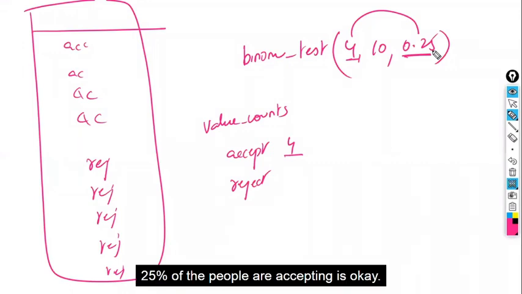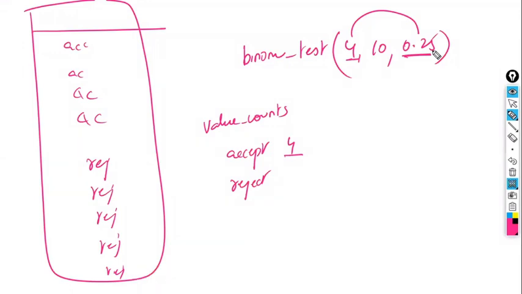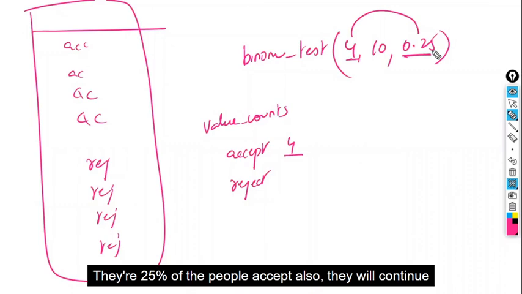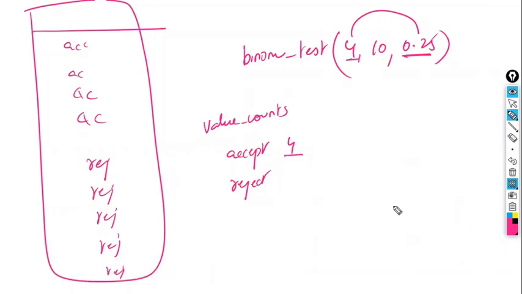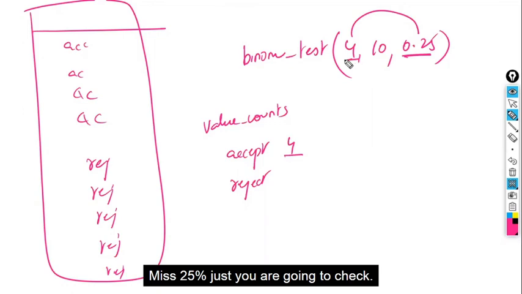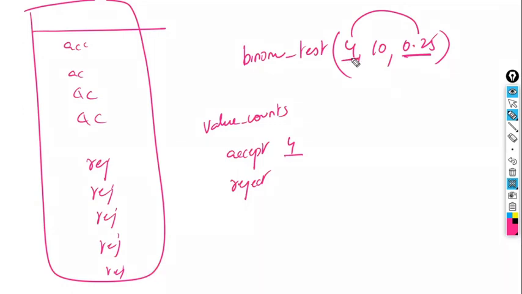25% of the people accepting means okay. But in Naresh IT, 90% of the people should accept. There, if only 25% of the people accept, they will not continue the coach. What percentage of people accept for them to continue the coach, that is what you are going to check. Okay. Is that clear?